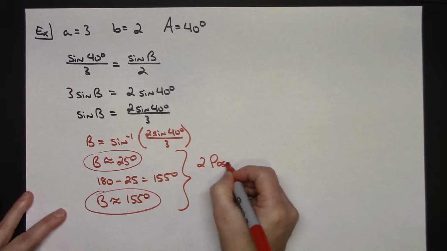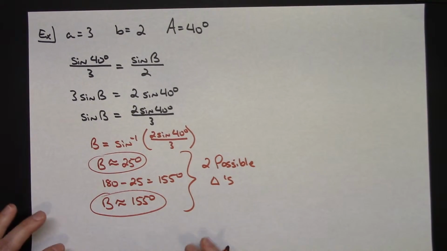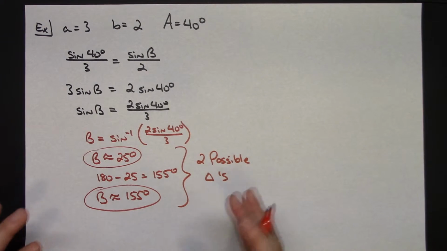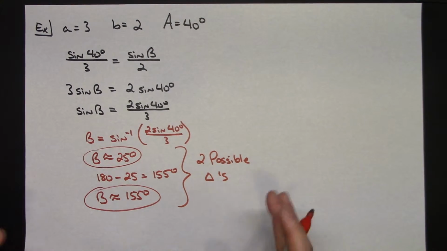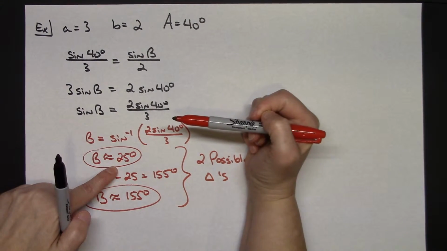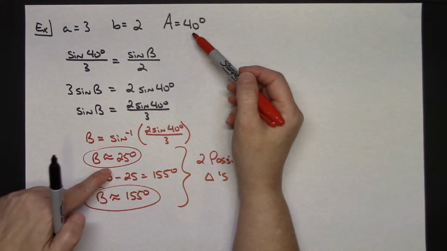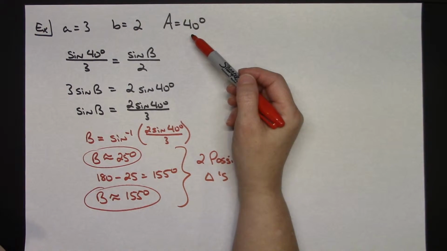So now you've got to do a little bit of thinking to make a judgment call on which one's going to work. Do I really have two, or is it just trying to fool me here? If I take 25 plus 40, that's something less than 180, and so that tells me that could be a possible triangle.